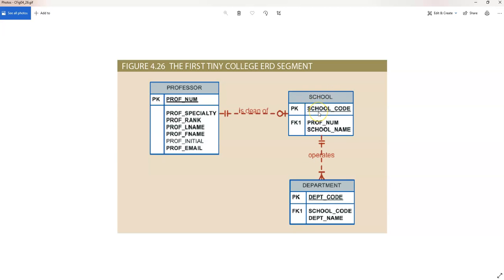So I don't know who's the dean of our school. I know Kathy Bird is the acting dean. Assistant dean. I don't even know who the dean is, unless she is. And then the school operates different departments. So you can have deans for departments here too. So that would be a different line, right? Anyway.